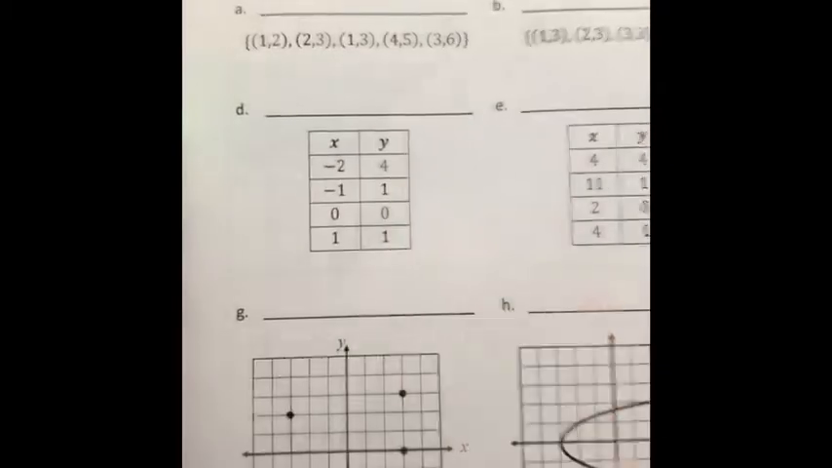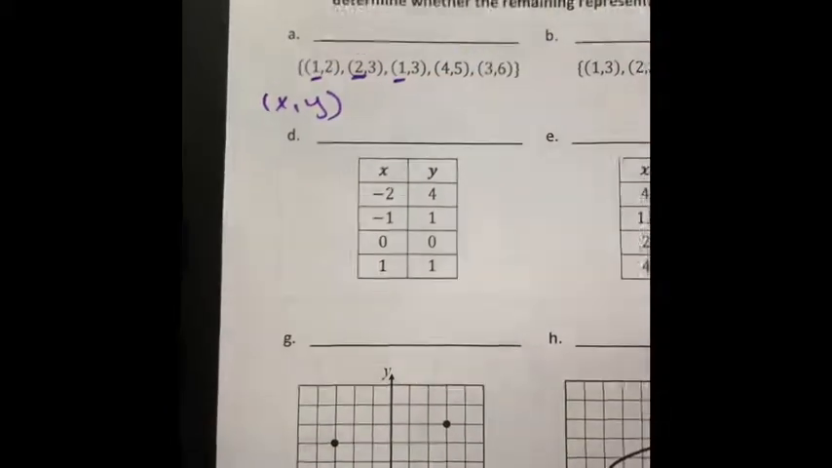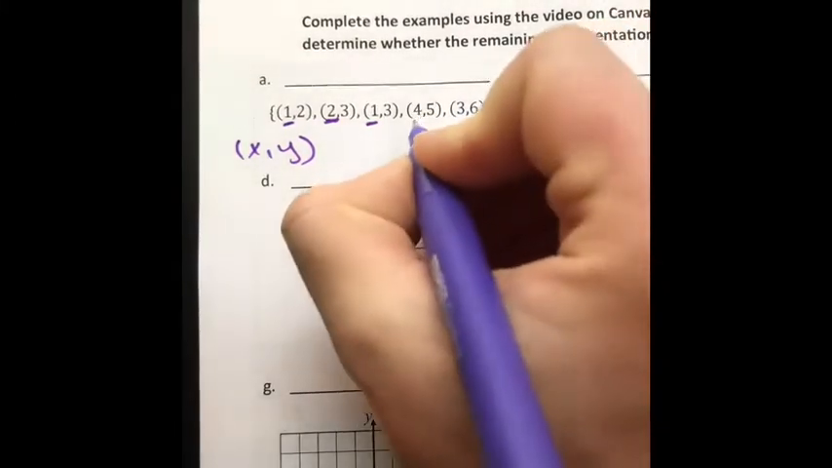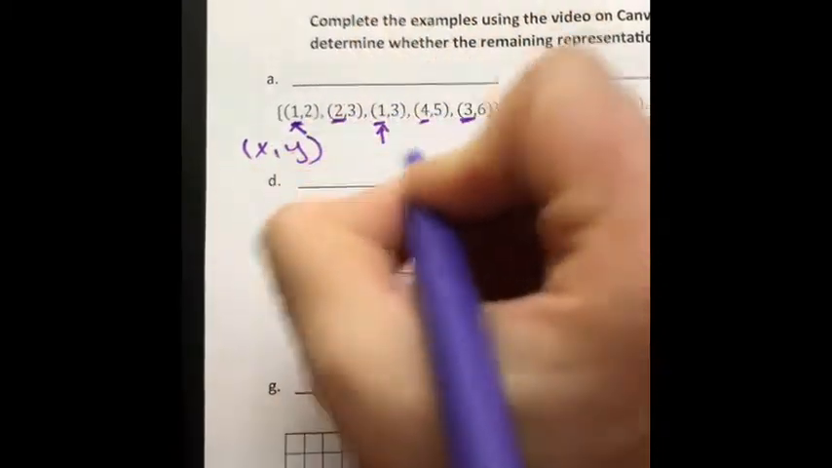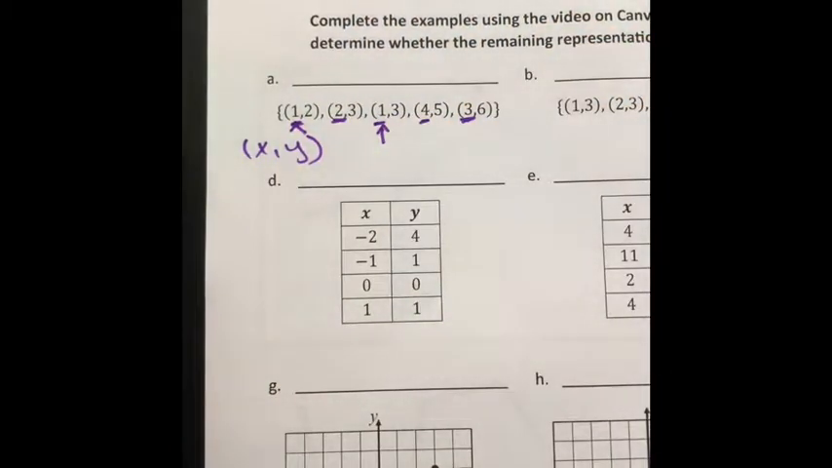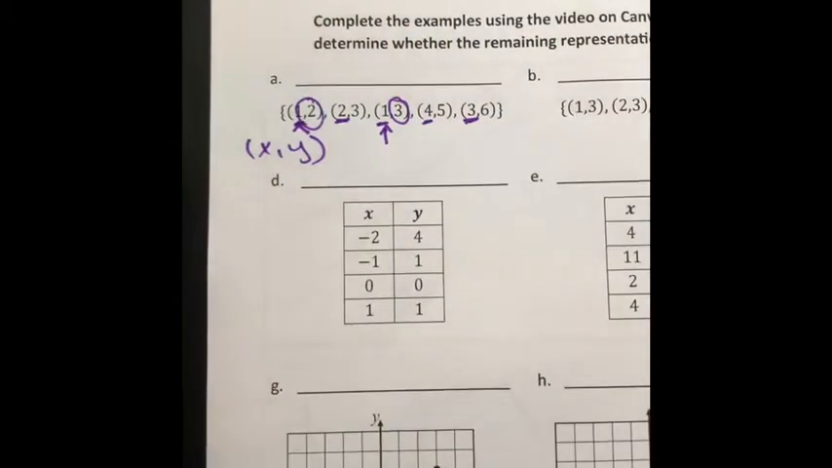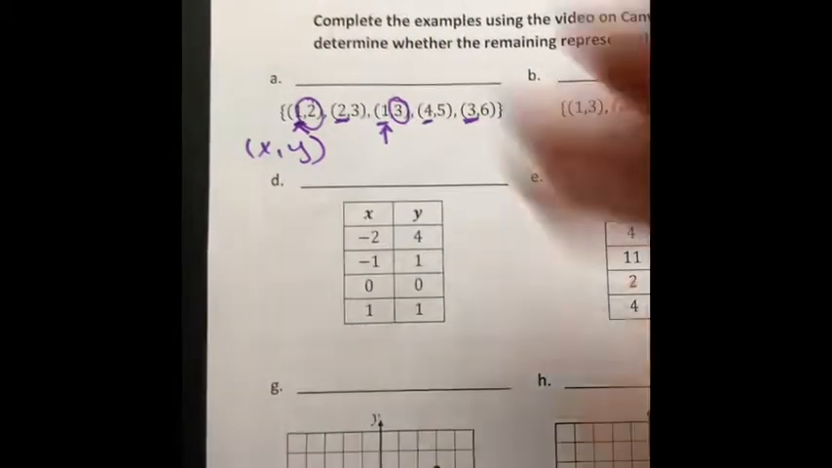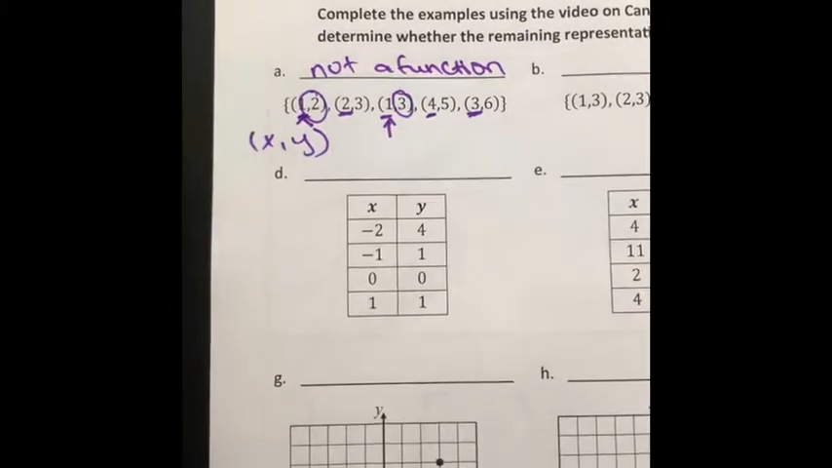So if we're working with a set of ordered pairs, remember it always goes x and then y, in alphabetical order. So if I check my x values here, I've got 1, 2, 1, 4, 3. Now the fact that I have two 1s here, that's a little bit of a red flag. I should probably check that out. And as it turns out, each one of those points has a different y value. So right away, we can say this is not a function. That's all I have to do here.